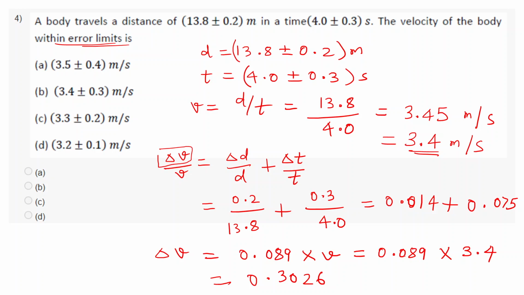I think we can only stick to the original value, which has only one decimal digit. So here also we'll round it off, because they have not specifically told us anything. When we round it off only to the first decimal digit, it will be 0.3 meters per second. So our correct answer here is 3.4 and the error is plus minus 0.3 meter per second. So this is the correct answer.